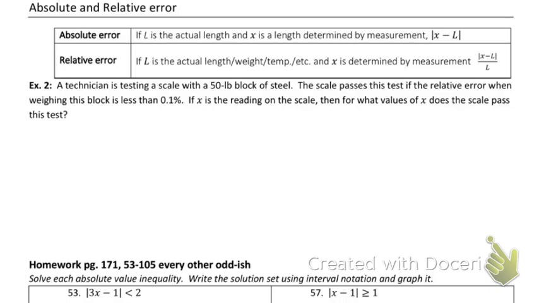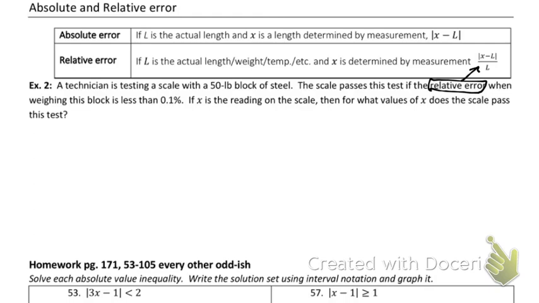But now we do. All right, my problem is: a technician is testing a scale with a 50-pound block of steel. The scale passes this test if the relative error, so I'm going to use that equation, meaning I'm dealing with the percent, when weighing this block is less than 0.1%. So my relative error needs to be less than 0.1%. If x is the reading on the scale, then for what values of x does the scale pass this test?